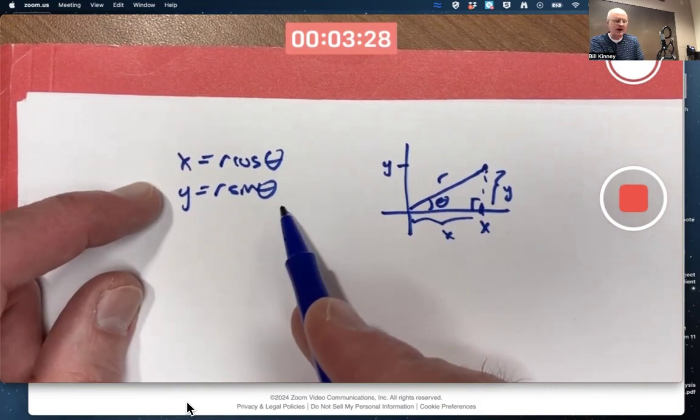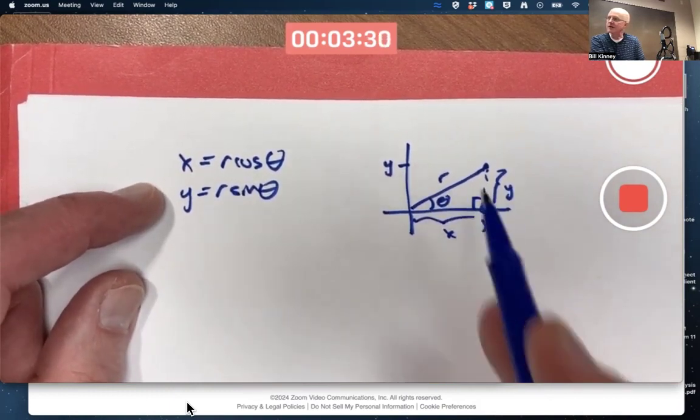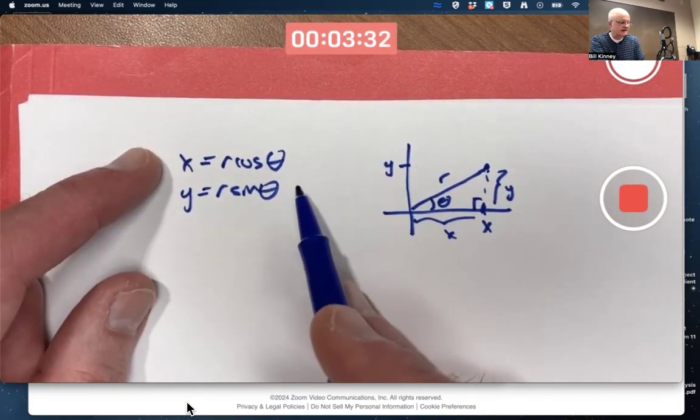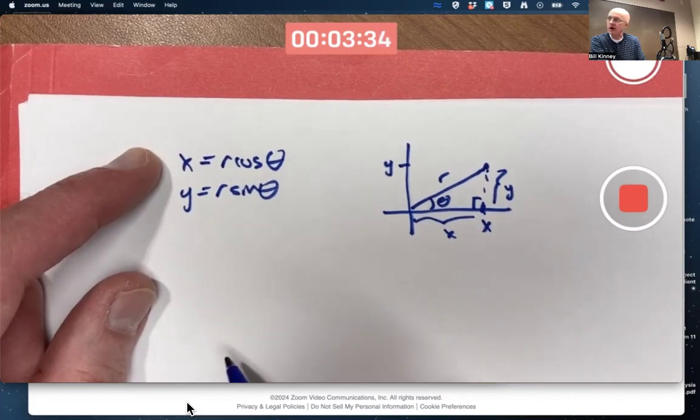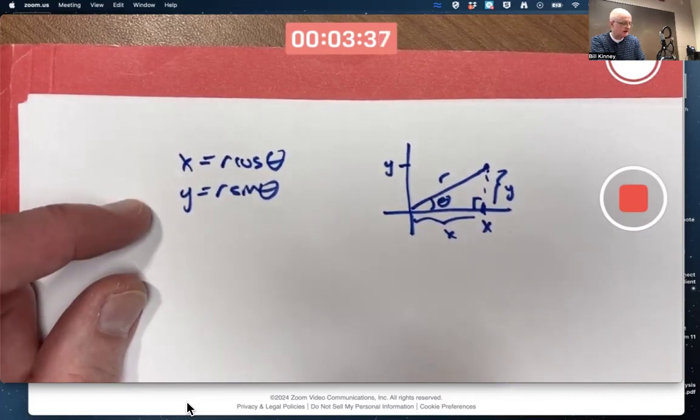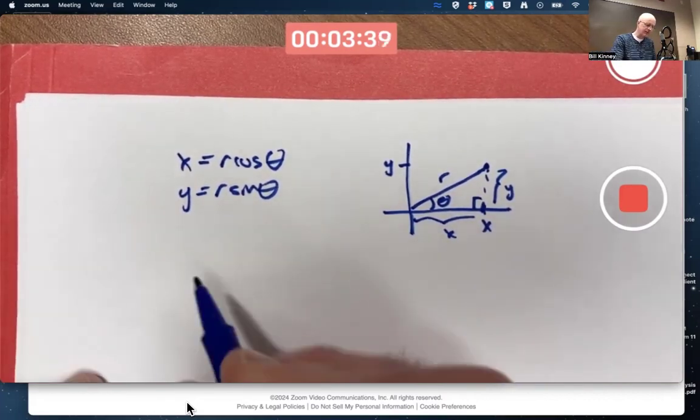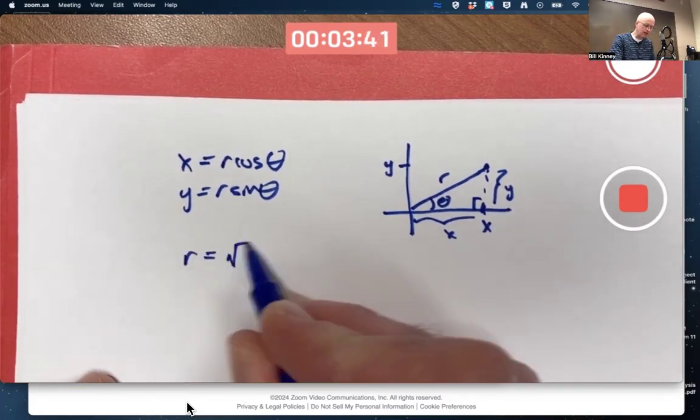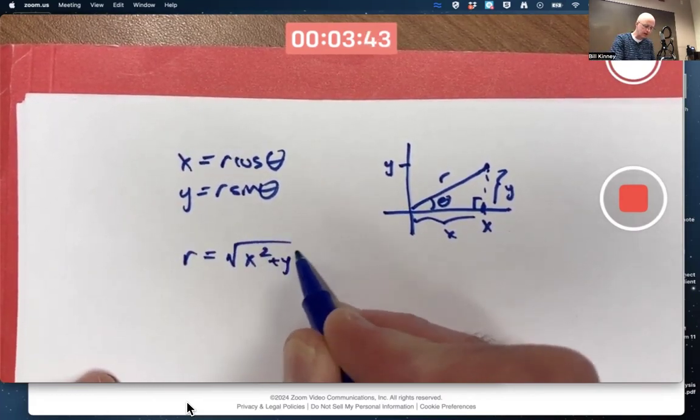Sine of theta is Y over R, because that's opposite over hypotenuse. And cosine of theta, adjacent over hypotenuse, is X over R. And that helps you come up with these. But also from the Pythagorean theorem, R is the square root of X squared plus Y squared.